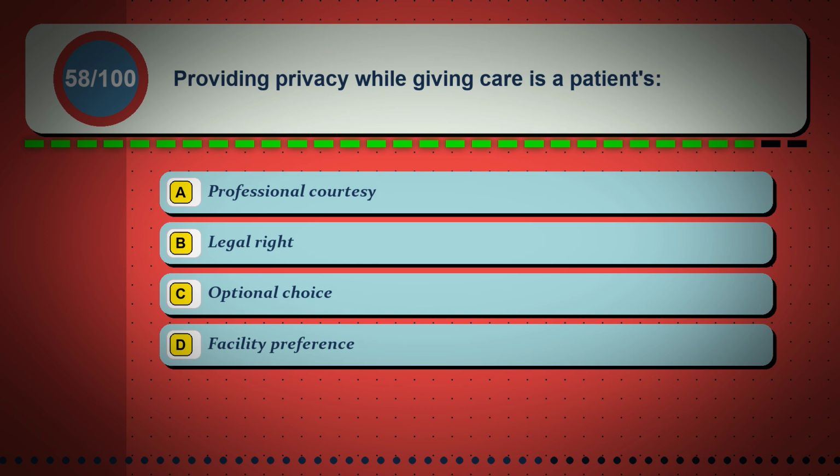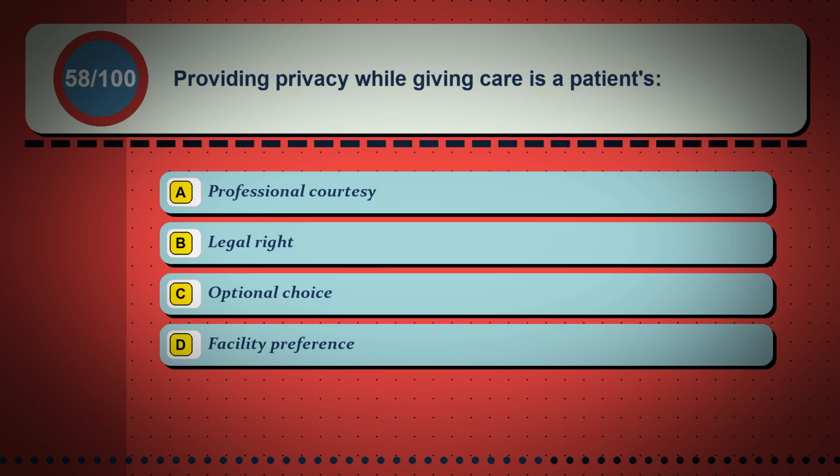Question 58. Providing privacy while giving care is a patient's: Option A, professional courtesy. Option B, legal right. Option C, optional choice. Option D, a facility preference.